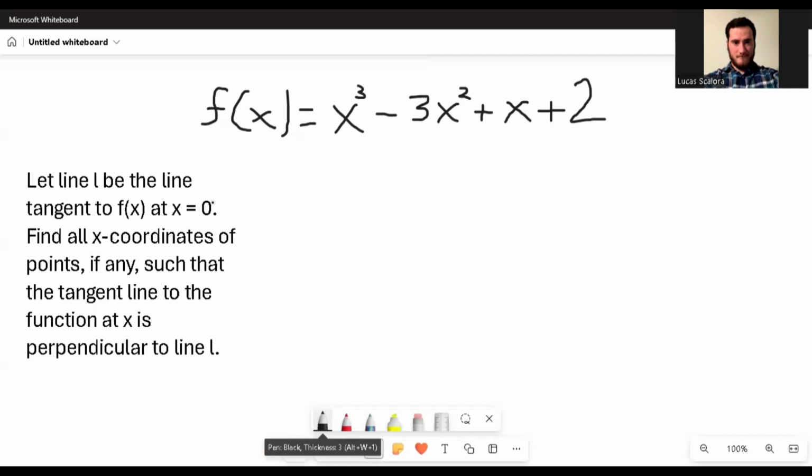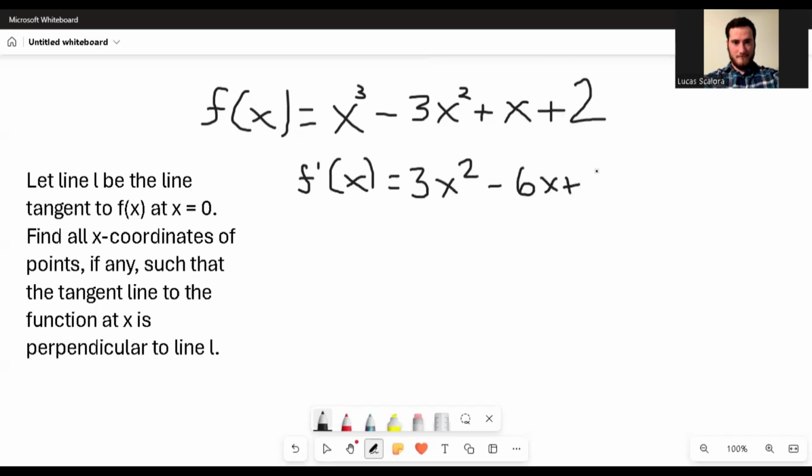So we see a line tangent to f of x. That should signal the derivative, or f prime of x. We take the derivative of the function to get the function that tells us the slope of the tangent line to the curve at any given x value. So taking the derivative of f of x, we have 3x squared minus 6x plus 1. And the derivative of the constant is just 0.